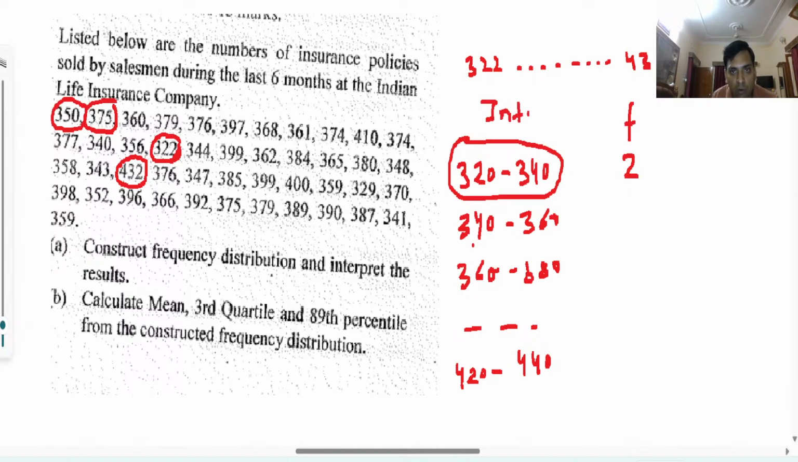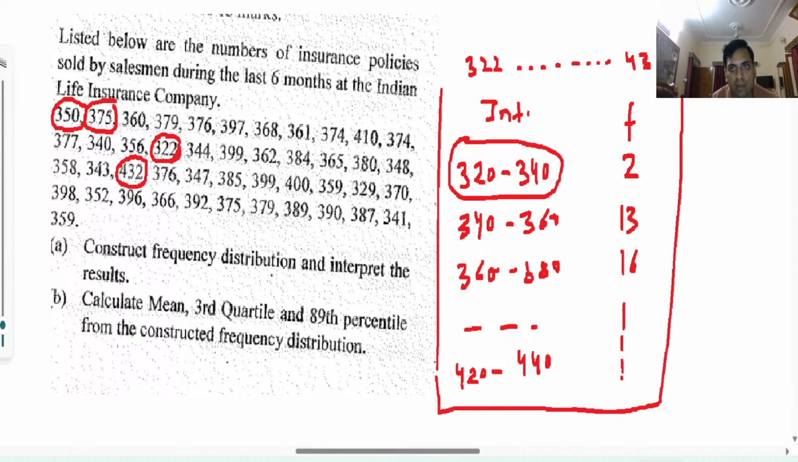Now we will count the quantities which lie between 340 and just less than 360. This means we will not consider 360 in this interval. We will count this 360 in the next interval. So you will write all these values, and you will get frequencies like 2, 13, 16 and others. So this data is now your continuous data. This is the presentation of data in the form of a frequency distribution. So this is the first part.